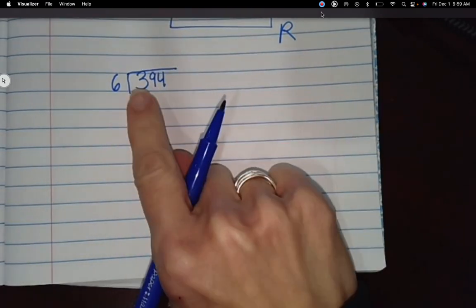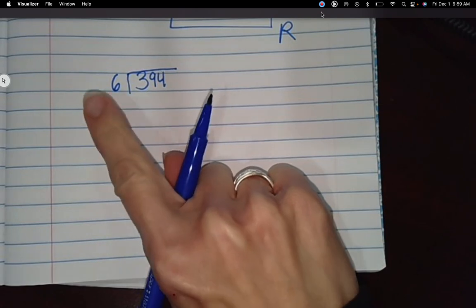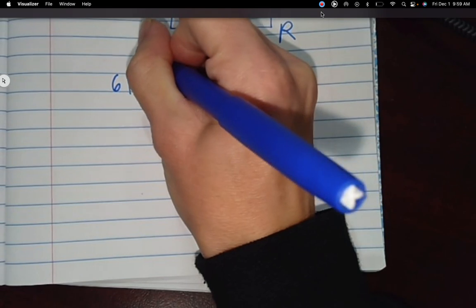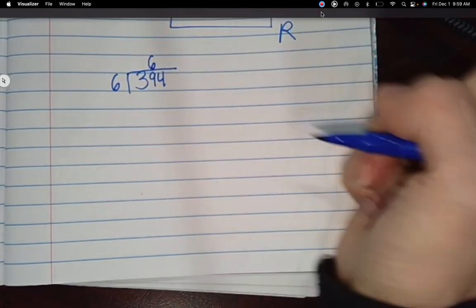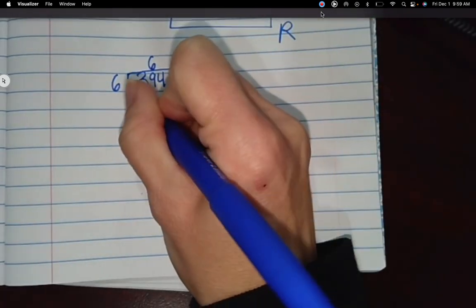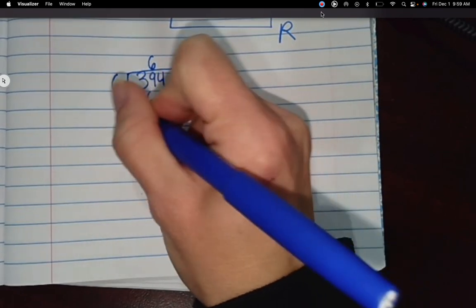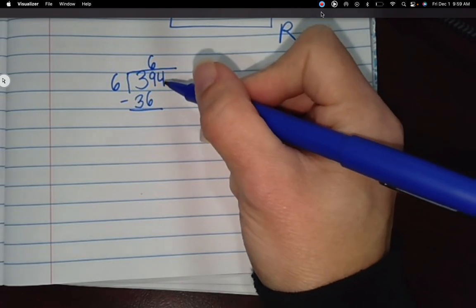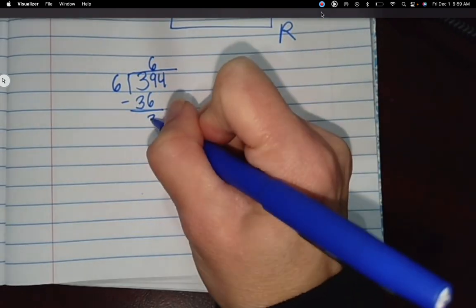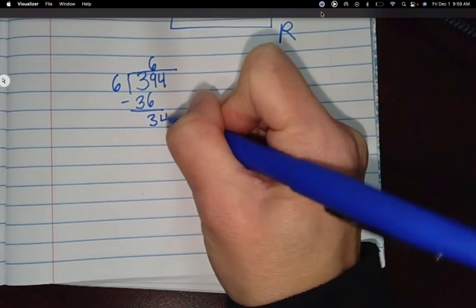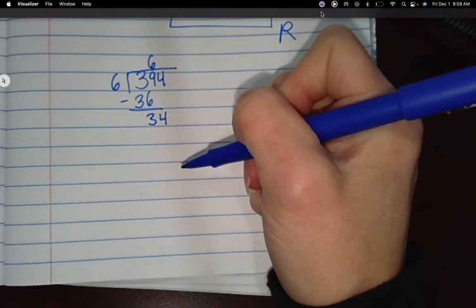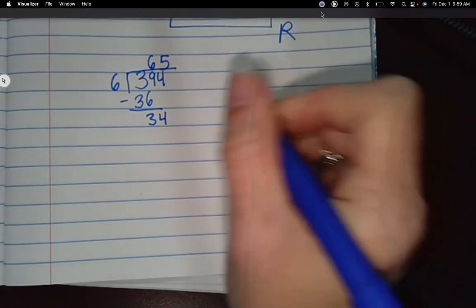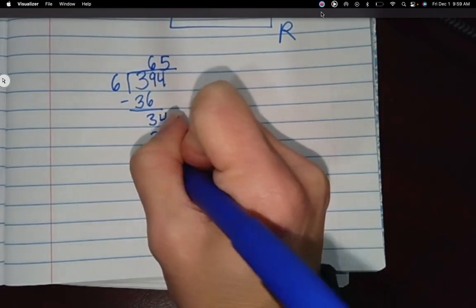So, does 6 go into 3? No. Does 6 go into 39? Yes. How many times? 6. And what is 6 times 6? 36. And then what do you always do? You always subtract that number, right? Remember that later. What's 39 minus 36? And bring down the 4. How many times? Yeah, 6 goes into 34 5 times. And what's 5 times 6? 30. And a remainder of 4.